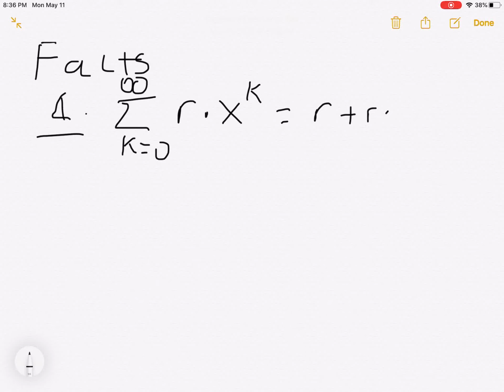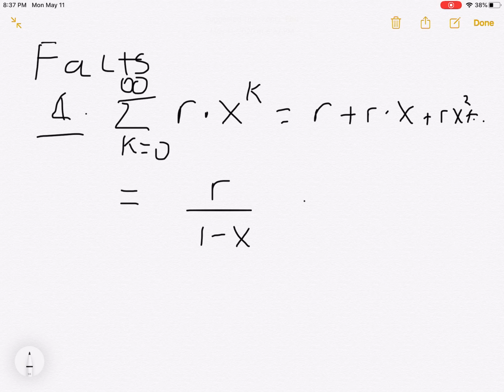plus r times x plus r times x squared. Then it keeps going indefinitely, okay? This has a very finite sum. The finite sum of this series is going to be r over 1 minus x if the absolute value of x is less than 1, okay?